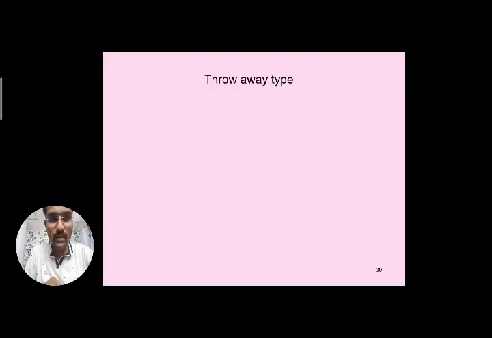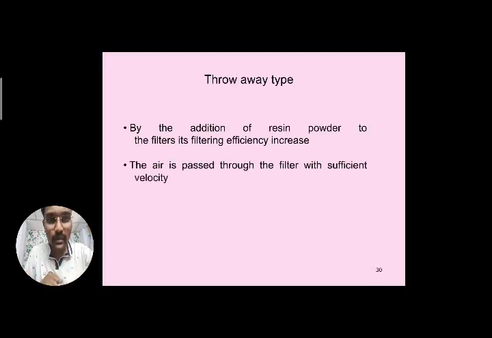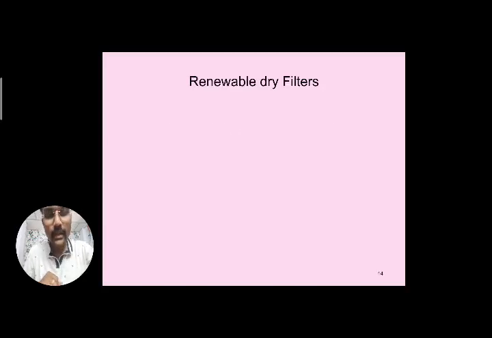Next, by the addition of resin powder to the filters, the filter efficiency increases. Resin powder acts like a bonding material, which readily absorbs all the dust, and the dust can stick together on the throwaway type of filters. It increases the efficiency of the filter. The air is passed through the filter with sufficient velocity, and the filter traps the dust particles and other impurities. So this is regarding the throwaway type.